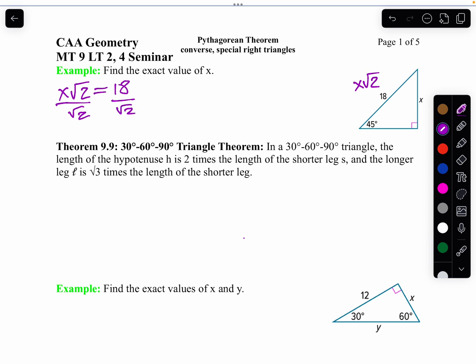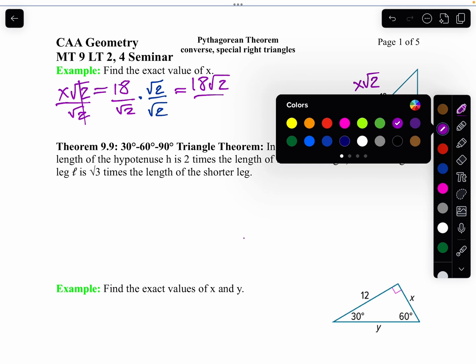So I get x is 18 divided by the square root of 2. You cannot have a square root in the denominator from algebra. So whatever is in the denominator, we multiply the numerator and the denominator by the square root of 2. So my numerator becomes 18 square roots of 2. My denominator, I'm taking the square root of 2 times the square root of 2. If you think that's the square root of 4, and the square root of 4 is just plain old 2.